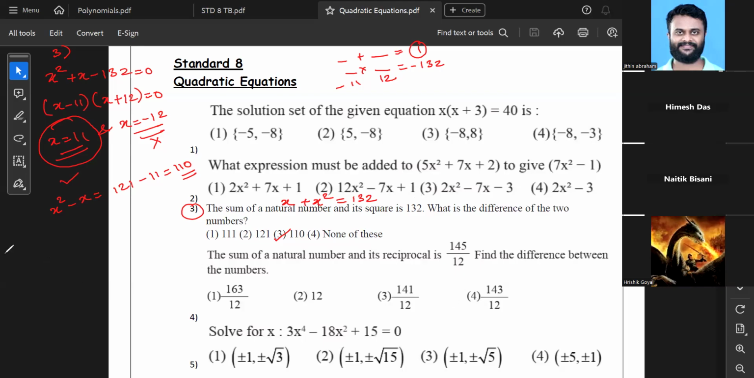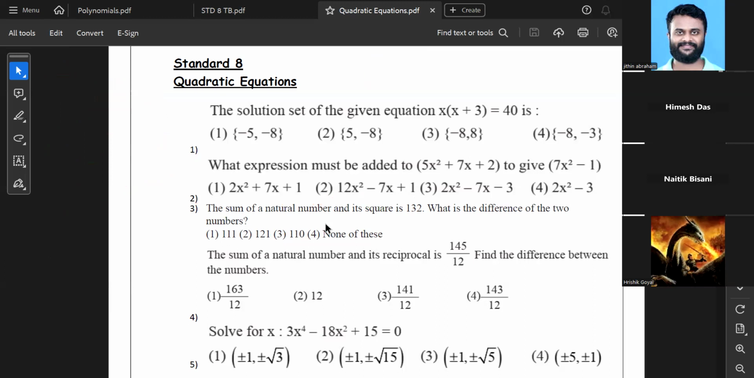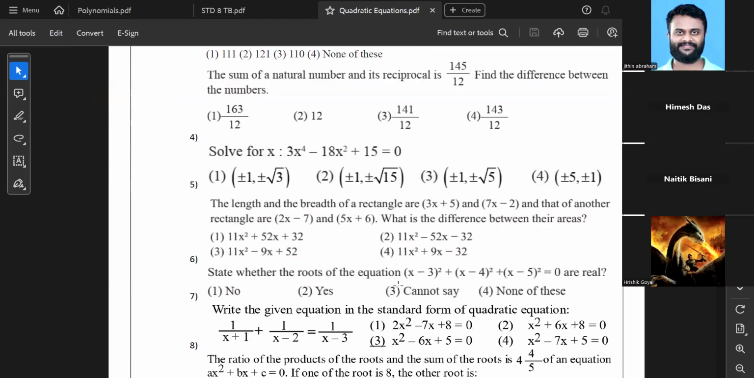Okay, proceeding further. Fourth problem. The sum of a natural number and its reciprocal is 145 by 12. The difference between the numbers will be how much? The natural number, let me call it x, plus its reciprocal 1 by x, is 145 upon 12. What they are asking is the difference between the numbers, like x minus 1 by x.